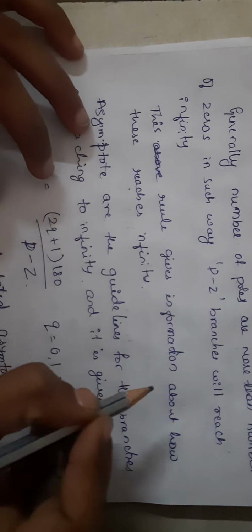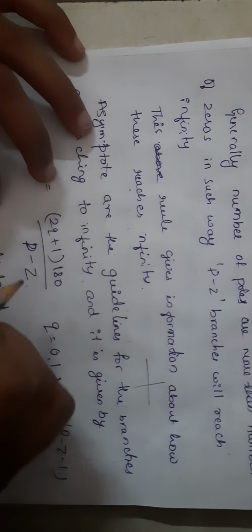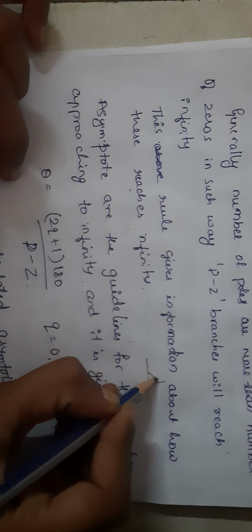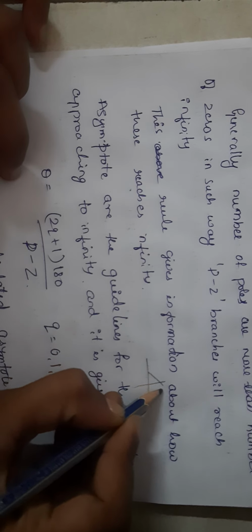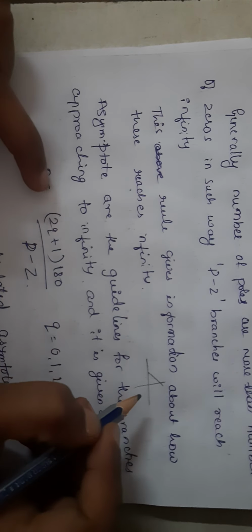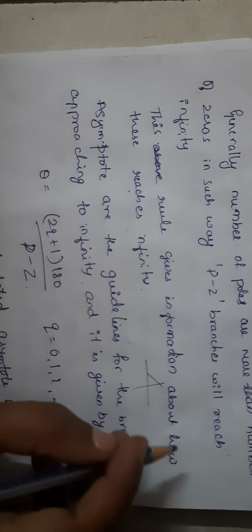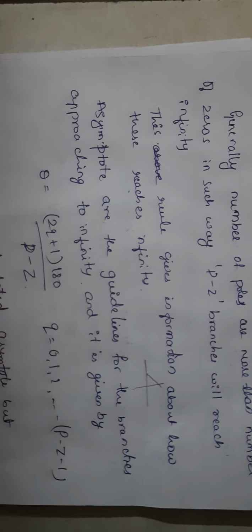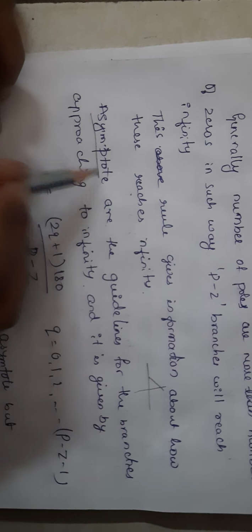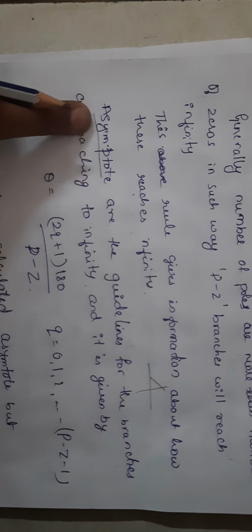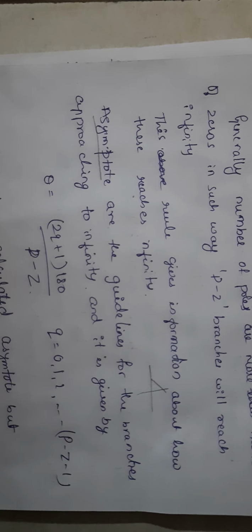Means this asymptote is like this. This will give the guidelines, means a root locus should move like this. This will give the guideline for the branches which will move from a pole or zero to infinity. How the roots will move from one pole to infinity, this asymptote will give the path for that.